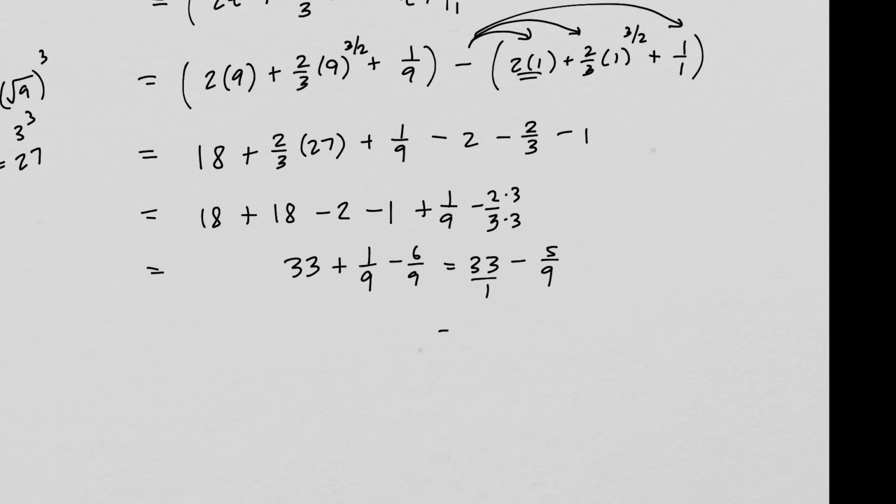And then lastly, I will multiply the top and bottom by 9 here to get our common denominator. And then all we have to do now is multiply it out. 33 times 9 is 297, and then minus 5, and then over 9. So this is 292 divided by 9.